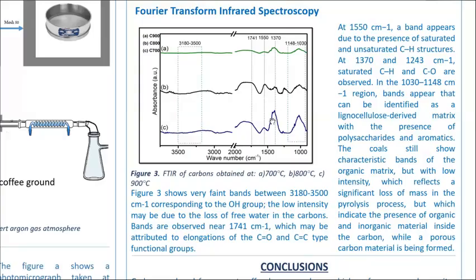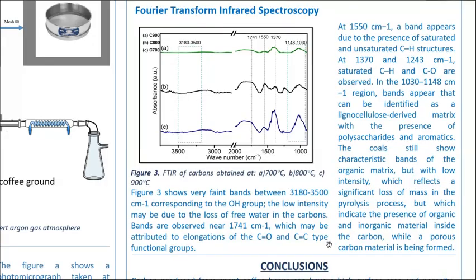In the region from 1148 to 1030, bands appear that can be identified as a lignocellulose-derived matrix with the presence of polysaccharides and aromatics. In general, the carbons show functional groups characteristic of a lignocellulosic matrix in their bands, but with a lower intensity, reflecting a significant loss of mass in the pyrolysis process, reducing the variety of structures present in the carbon particles. However, carbons obtained at temperatures of 700, 800, and 900 degrees Celsius also retain inorganic material within the carbon microstructures, forming an important component in the porous carbon matrix.